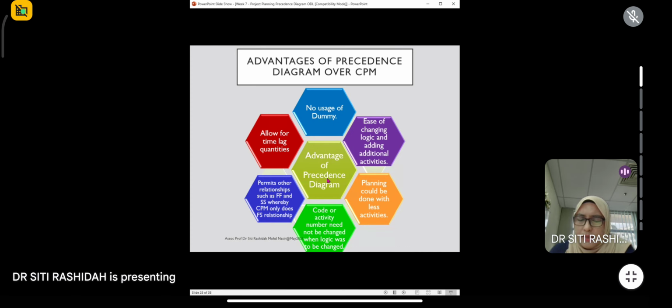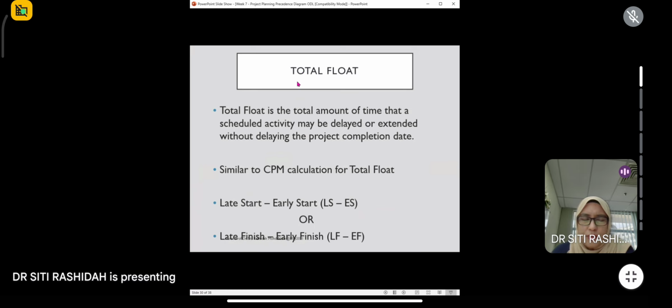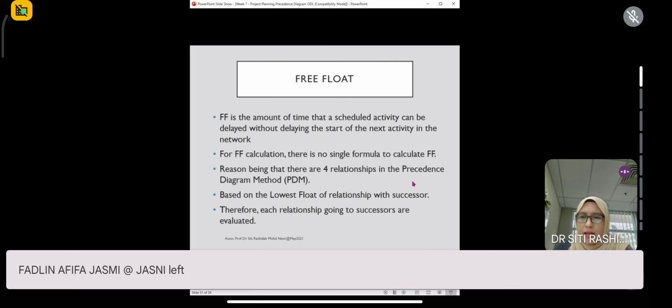Okay, next is float calculation. We have two float calculations: total float and free float. Total float is the total amount of time that a scheduled activity may be delayed or extended without delaying the project completion date. Meaning the amount that can be delayed while your project completion date is still maintained. Say your project duration is 30 days. By adding the delay, it would not affect the 30 days of completion. Similar to CPM, the float is late start minus early start, or late finish minus early finish.